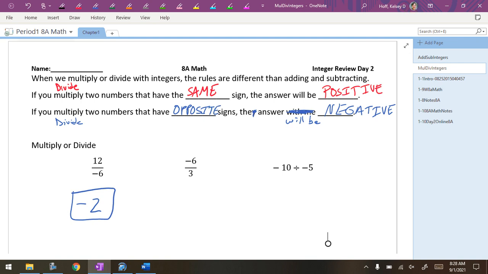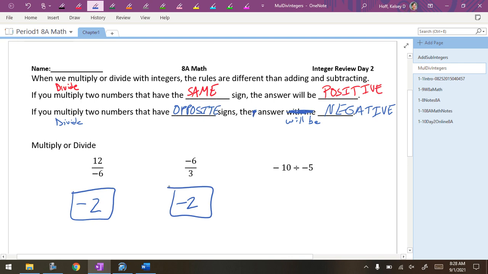Okay, don't look at the signs. 6 divided by 3 is 2. 6 is negative, 3 is positive. So are my signs the same or opposite? Opposite. So my 2 should be negative.